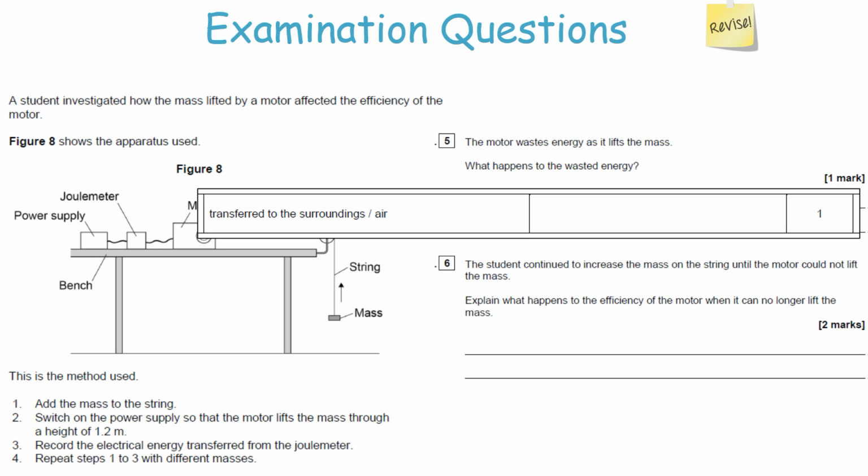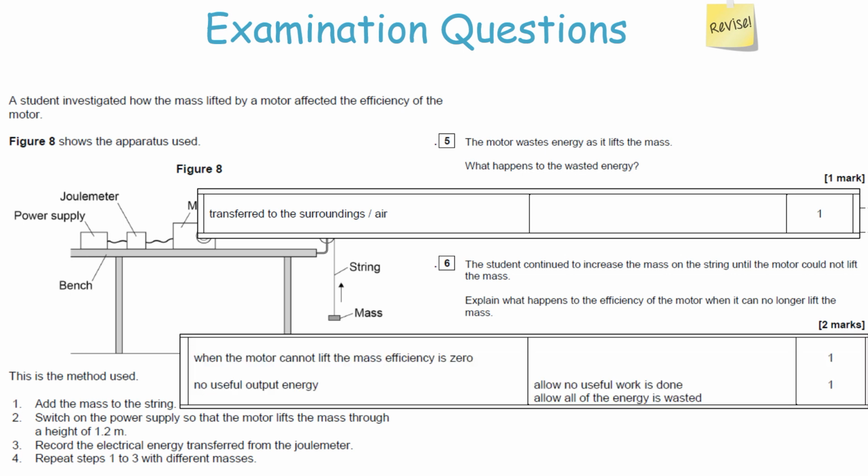Now, the important thing to note is if the motor can no longer lift the mass, well, if it can't lift it, it's not carrying out any useful energy, or transferring any useful energy. So when the motor cannot lift the mass, the efficiency is 0 because there's no useful output energy. It's an important thing to note that when a device breaks and no longer works, its efficiency drops to 0.